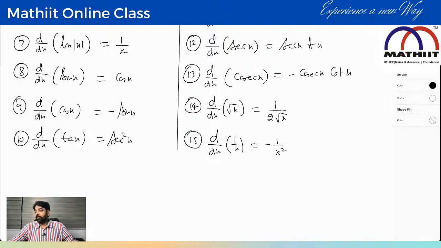d by dx of 1 by x, why is it minus 1 by x square? Yes, one answer. Everybody give the answer. Only 2 people gave an answer. The rest are sleeping. 1 by x differentiation, why is it always negative?